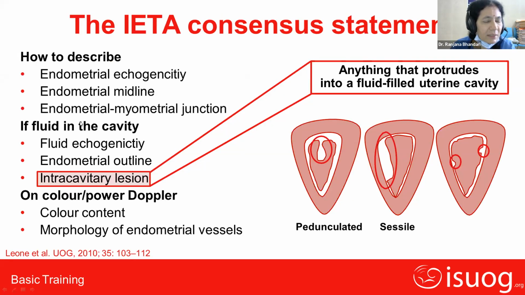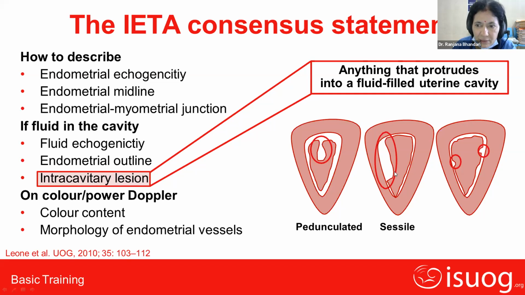Now, if there is fluid in the cavity, we have to show the fluid. That I will show in the next slide. The endometrial lining has to be seen. Now comes the intracavitary lesion. An intracavitary lesion may be either pedunculated. This is the peduncle. This whole is the cavity. This white color is the endometrium, and this is the pedunculated SOL.